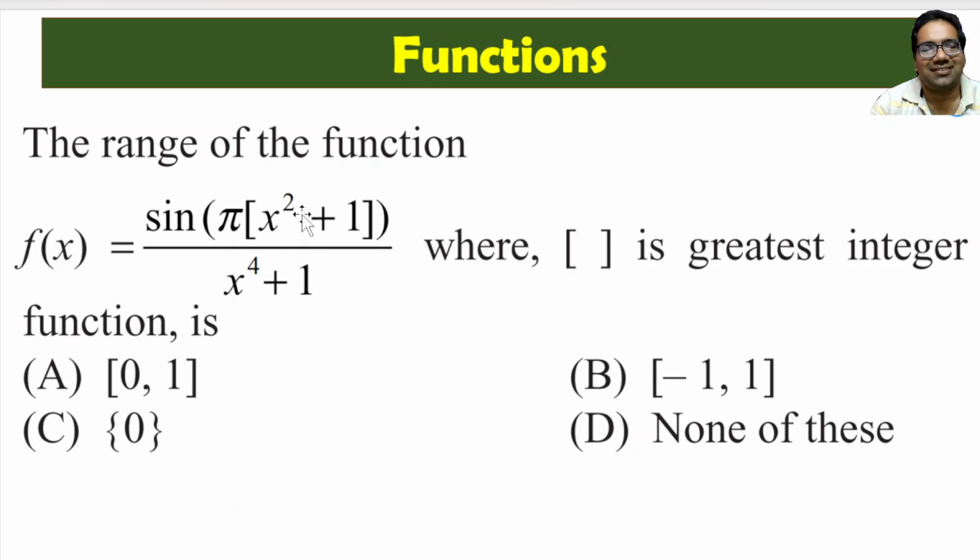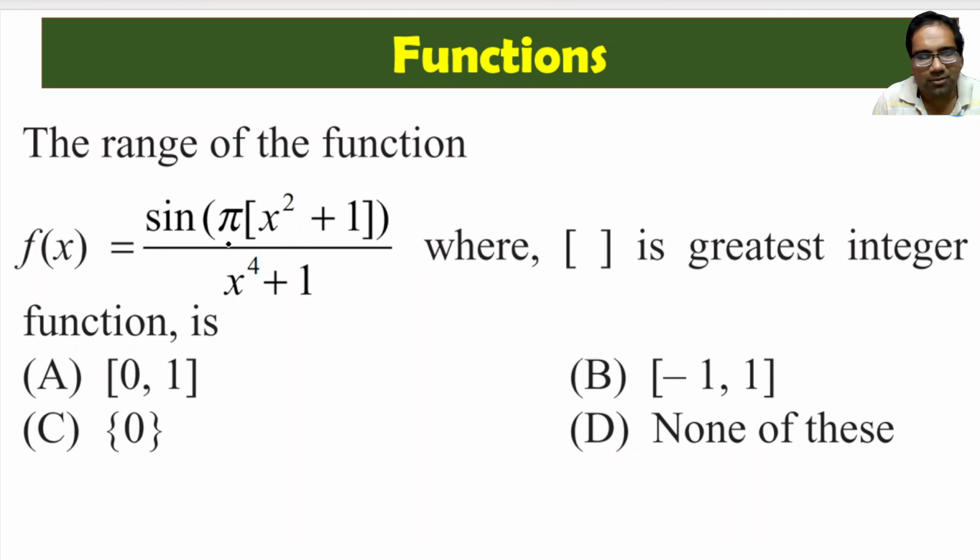Whatever x can be, any number, x square plus 1 and the greatest integer function of that will always give an integer. Right, x square plus 1 is 2.1, 4.1, it doesn't matter. So whatever this is, it is always an integer. What does that mean? The numerator is sine pi into some integer.